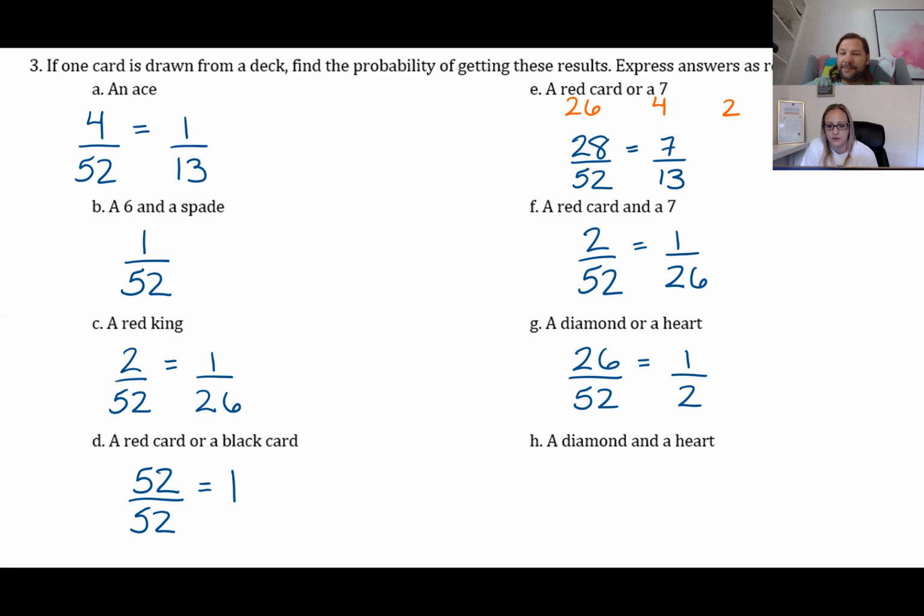Yeah, and then a diamond and a heart. Well, can you pick a card and it be both a diamond and a heart? No, that's impossible. So there's 0 cards that would make that happen. So that's 0 out of 52 or just 0. Cool.